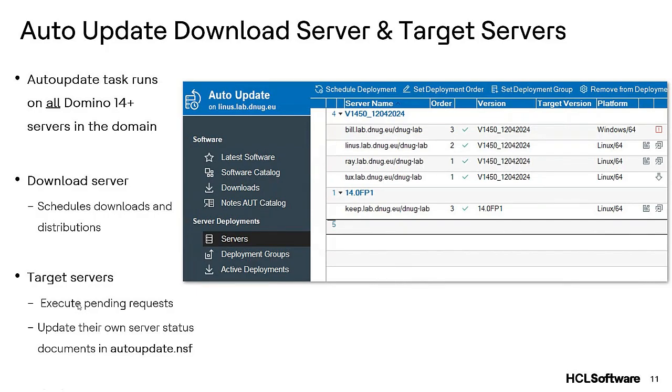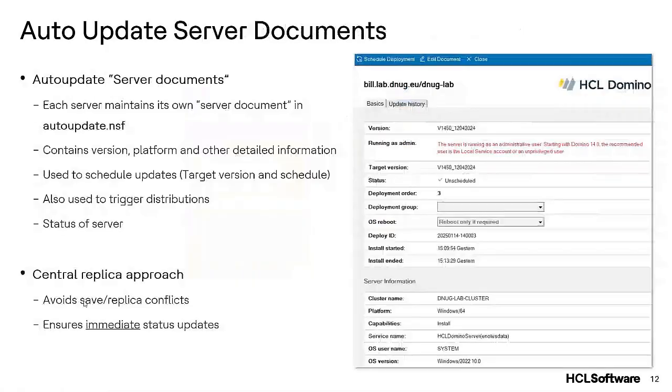There's a clustering functionality, but it's really better to keep that server separate. So the download server does all the scheduling, and each target server will look for jobs for a request in its own server document, and each server is responsible for updating their own server document. That server document is not the server document in the names NSF. It's on purpose a separate document for multiple reasons.